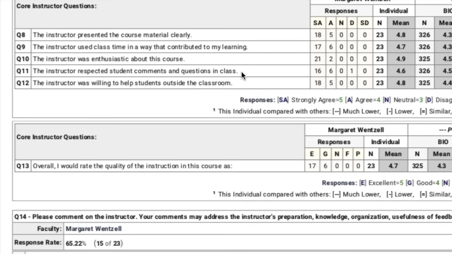You can see that there are 16 students who strongly agreed that I was open to suggestions and questions, but the fact that 1 student is still disagreeing is bad news for me. I still have work to do here. That's fine. Well, it's not fine. It's not good. I don't want that student to feel so unhappy and like they weren't able to ask their question. That's sad. The instructor was willing to help students outside the classroom. Definitely, this is a strong point for me.